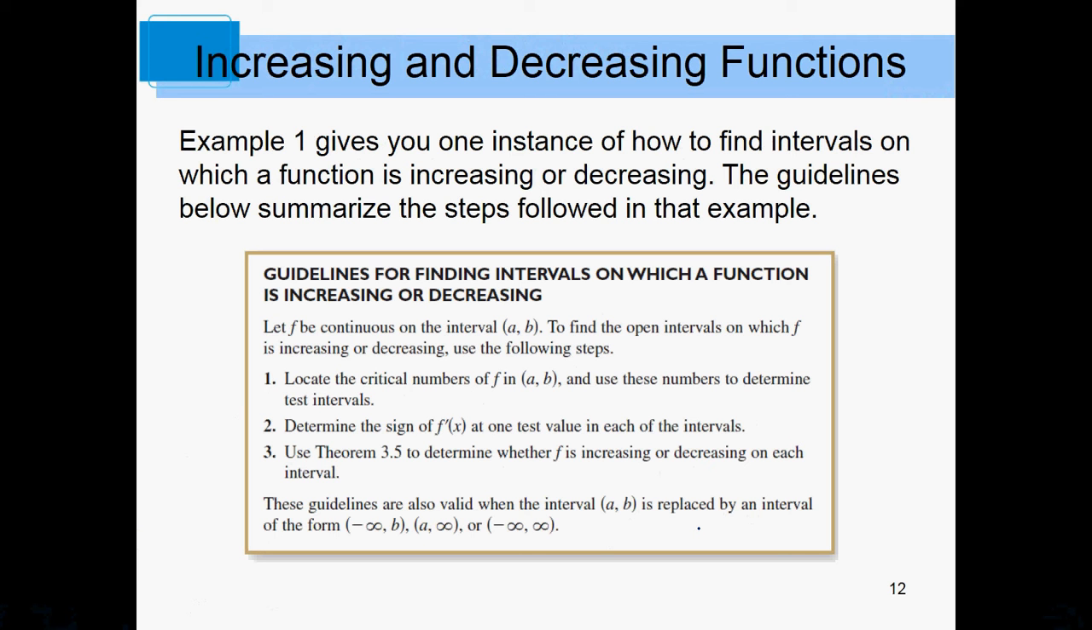Here are guidelines. This is a handy little table. If we let f be a continuous function on the interval from a to b, to find the open intervals where it's increasing or decreasing, we start by finding the critical numbers and use these critical numbers to generate these test intervals, right? Once we've got our intervals, we determine the sign of the first derivative at a test value in each interval. And it doesn't matter which point you use in the interval, they're all going to give you the same sign, okay? Lastly, we're going to determine whether f is increasing or decreasing on each interval by determining whether it's positive or negative at that value.